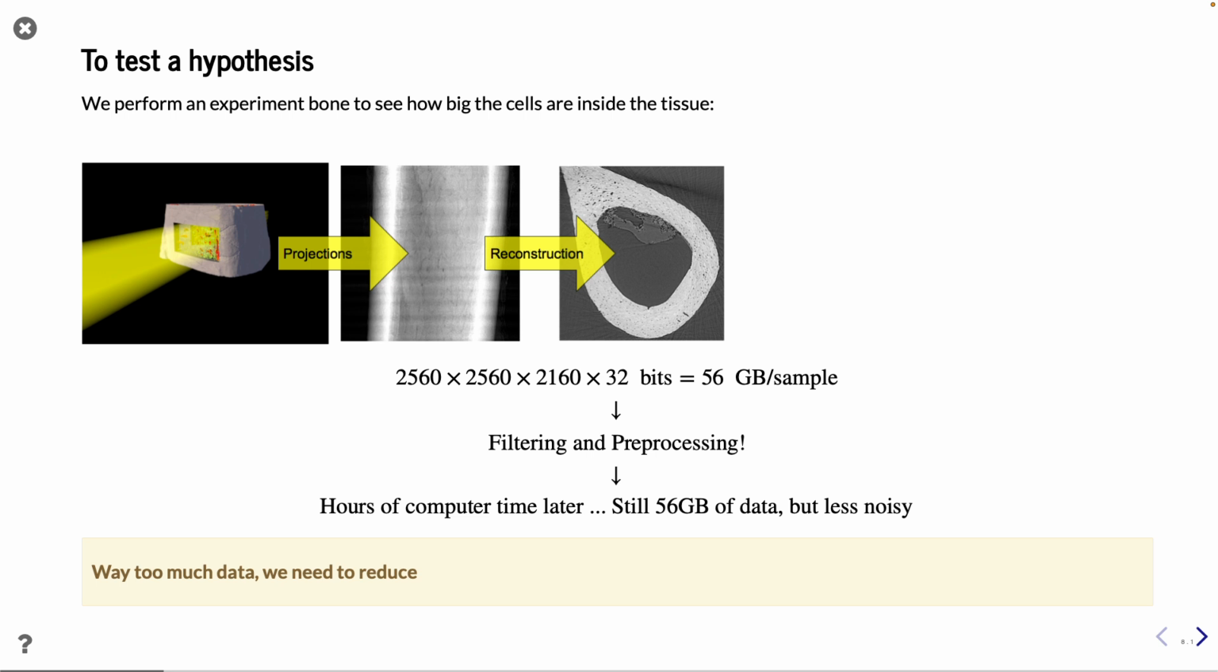of data per sample. And then we do some filtering and pre-processing, and we have seen already that filtering usually doesn't really reduce the amount of data, but actually adds on, because you may not want to trash it directly. So the advantage of this filtering and pre-processing is that you maybe still have the same amount of data, but it's less noisy. But still, it's too much data to handle. So we want to reduce it in some way.